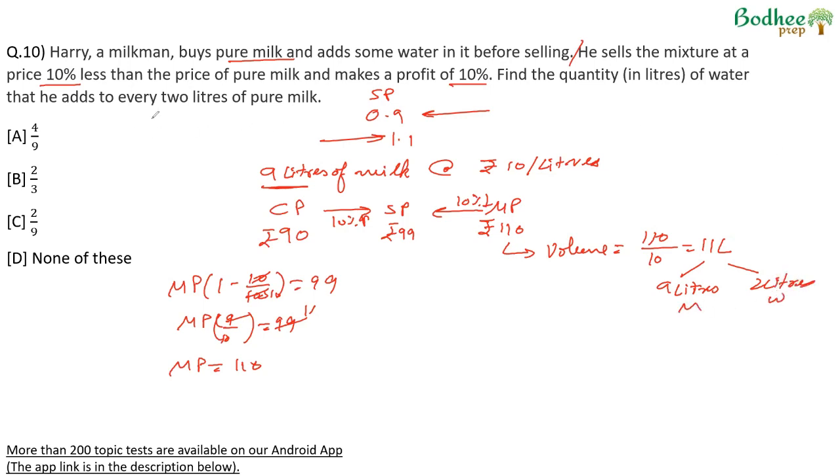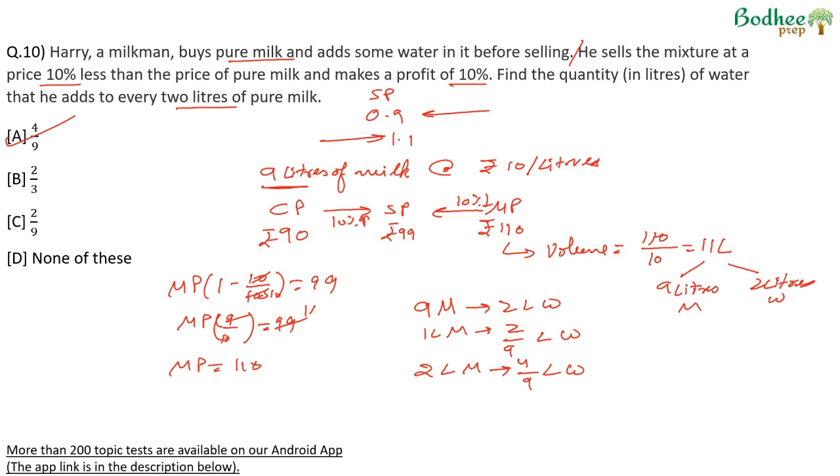The question is the quantity of water that he adds to 2 liters of pure milk. 9 liters milk has 2 liters water. Therefore, 1 liter milk will have 2 by 9 liters water, and therefore 2 liters milk will have 2 into 2, 4 by 9 liters water. So 2 liters milk has 4 by 9 liters of water.